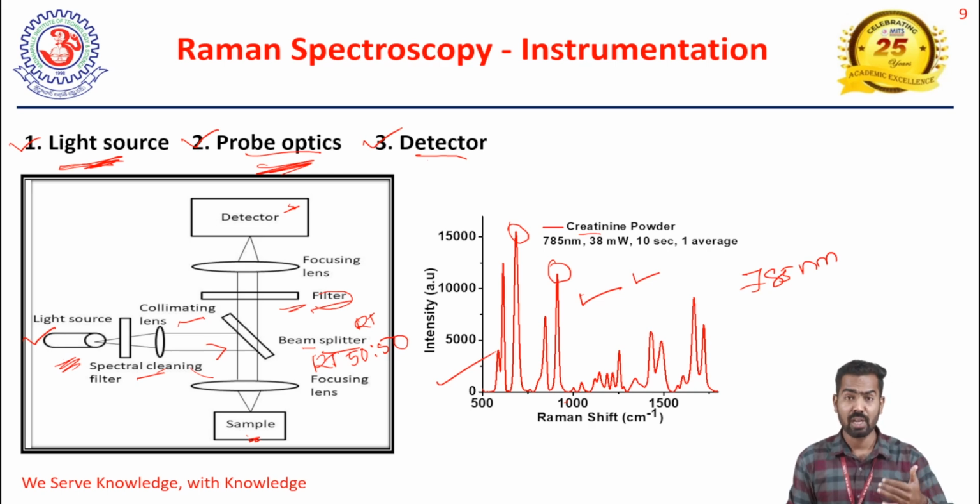So what we are exactly getting from the Raman spectra is the vibrational information, the fingerprint information. And also here you can see that we are plotting the Raman spectra with the Raman shift against the intensity of the peak.